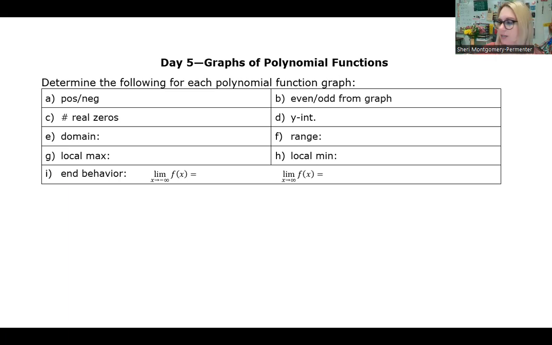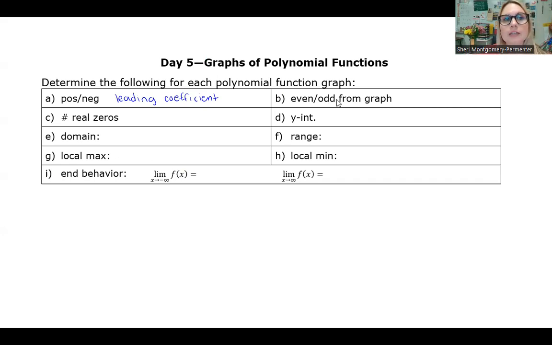So as we're getting started, the notes are on the back side of the notes we did last class. So the first thing, whether or not your function is positive or negative, we get that from the leading coefficient. So we look at the leading coefficient to figure out whether or not the function is positive or negative.